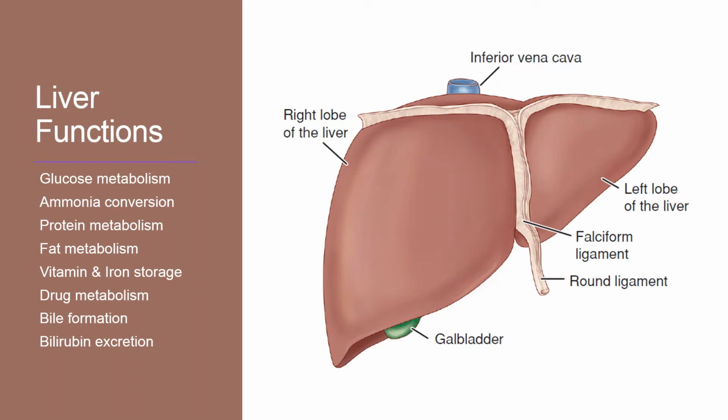Bilirubin excretion. So bilirubin is a pigment byproduct of hemoglobin breakdown. The liver chemically alters it to make it more water soluble. It's then secreted into the bile and carried through the GI tract for partial excretion in the feces, or it enters the systemic circulation for excretion by the kidneys.